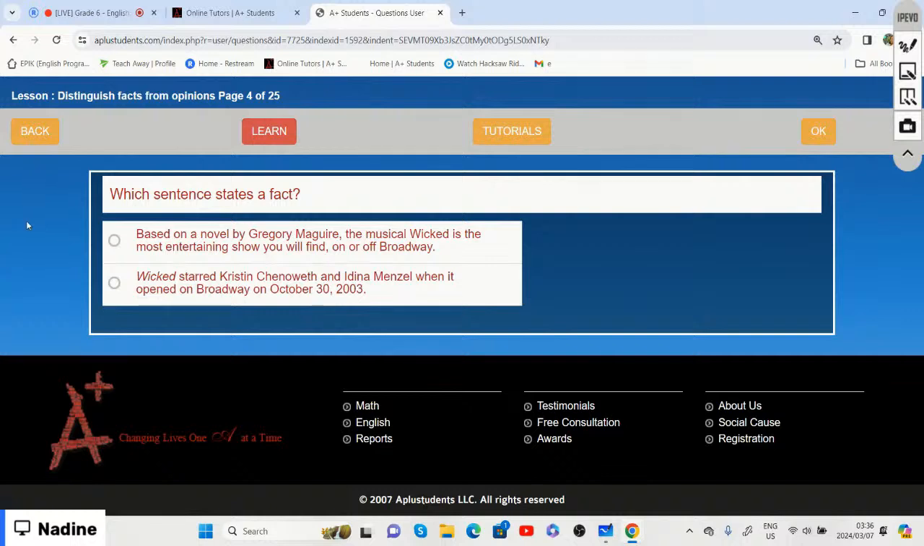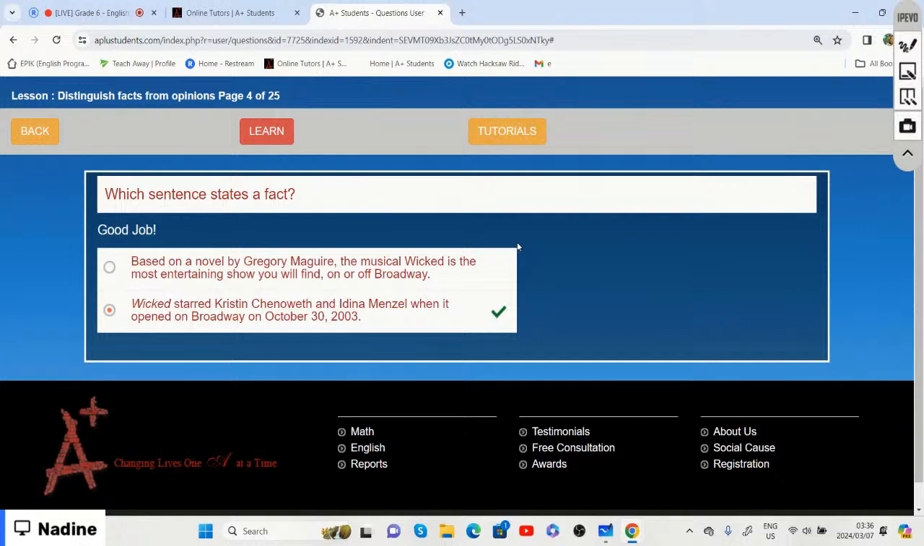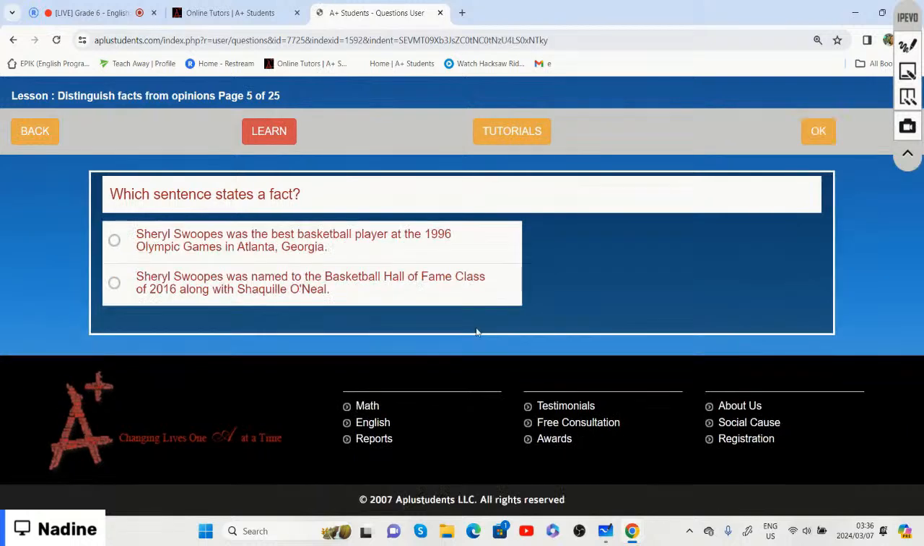All right, so if we were to choose the correct one, let's maybe try the second one, because here they're specifically giving dates, right? By saying that we could start Christian and Idina when it opened on Broadway in October 2003. All right. So basically, it's the second option.